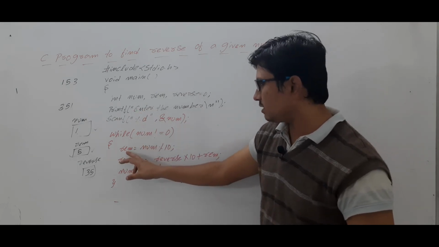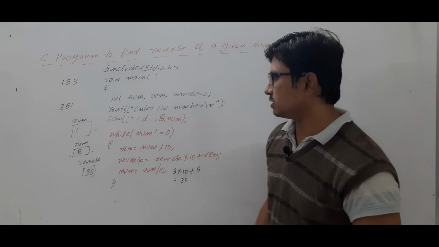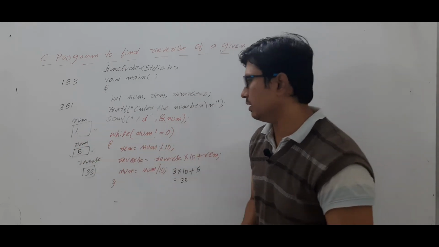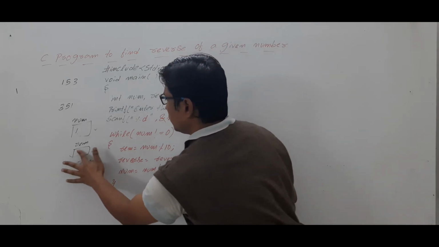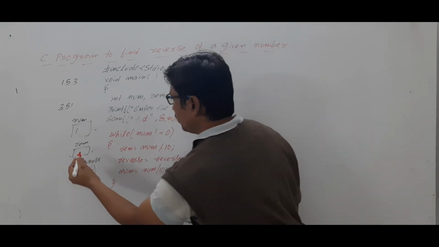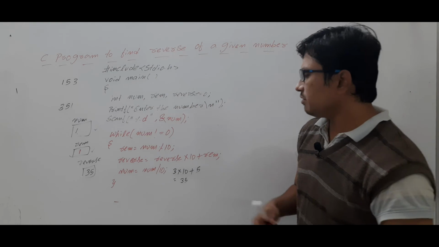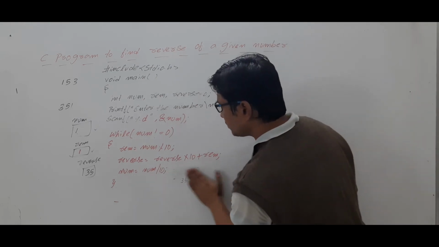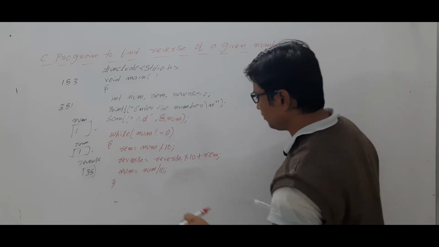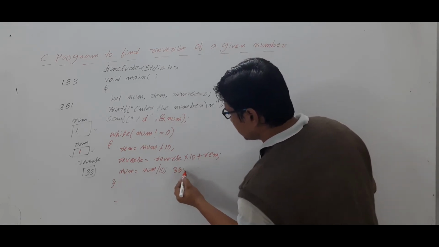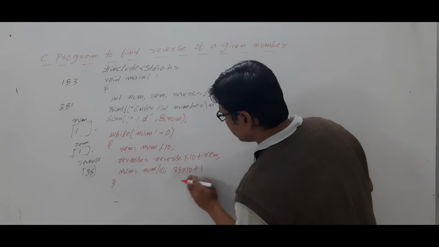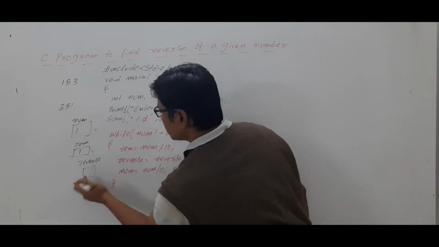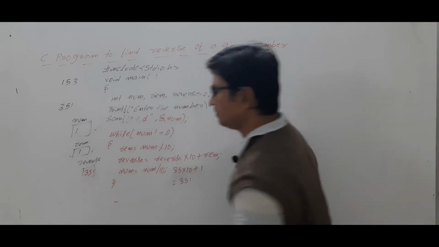What is the first statement? Remainder is equal to num modulus 10. 1 modulus 10, you will get the remainder as 1. So you need to update it to 1. Now reverse is equal to reverse into 10 plus remainder. What does reverse consist of? 35. So 35 into 10 plus 1, which is equal to 351. So reverse currently consists of value 351.